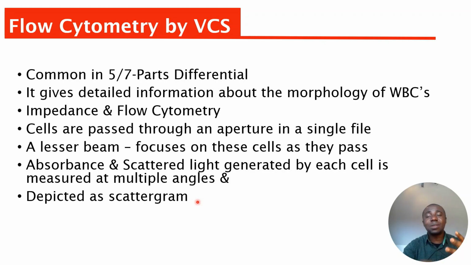So when you talk about a 5-part differential, you are saying that this analyzer measures all the different types of white cells. But when you say 7 parts, in addition to those 5, it can also give you atypical lymphocytes, blast cells, or immature granulocytes. Anyway, this technique is common in 5/7 part differential. It gives more detailed information about the morphology of the white cells.